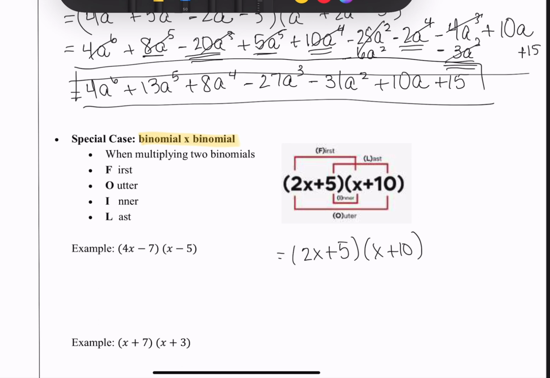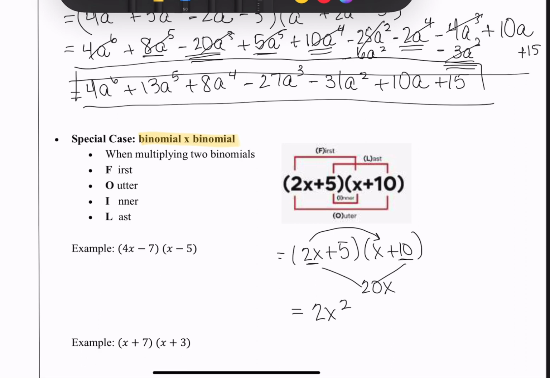First, F means the first terms in each binomial. So the 2x and the x, you multiply those together just like we've always done. I'm going to skip a little bit of space down here. That's going to give me 2x squared. Now O, outer. You're going to take the outer terms in each binomial. In multiplying our outer terms together, notice I would have just been distributing the 2x times the 10, just like I was before. I would get 20x.